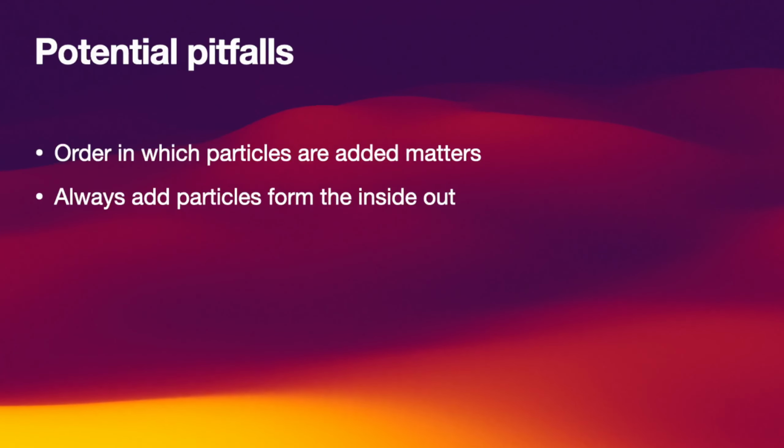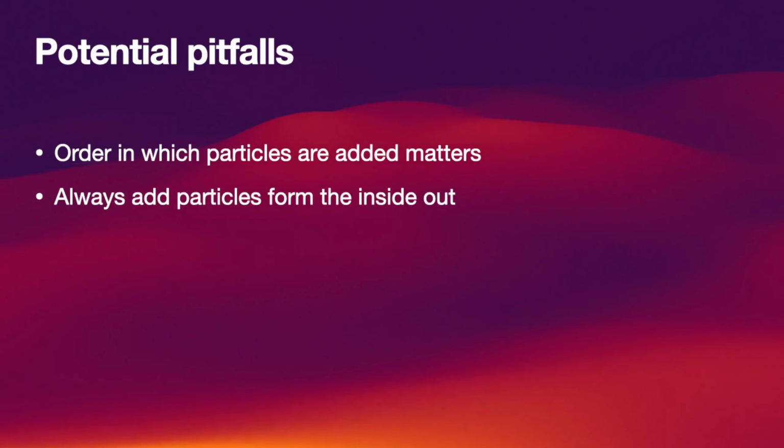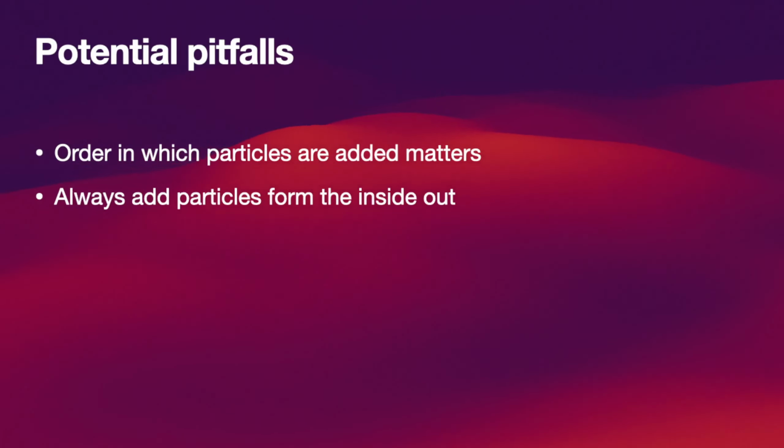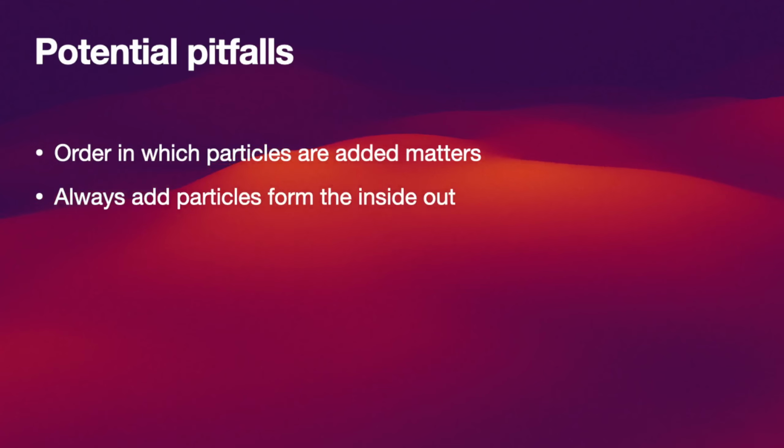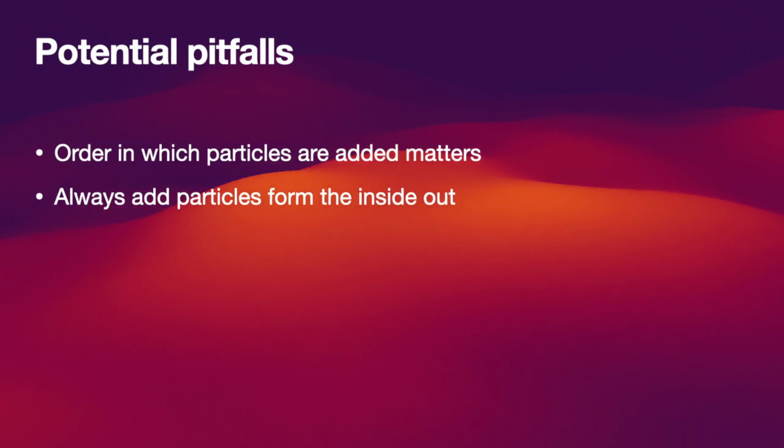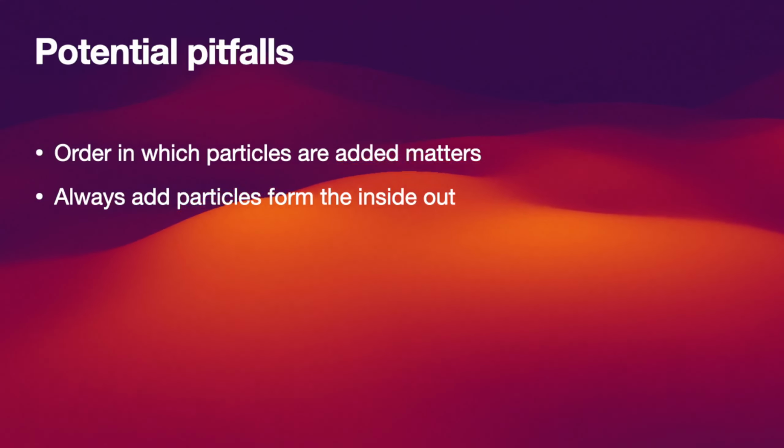Let me show you how this can lead to some potential pitfalls. It's especially important to remember that the order in which particles are added matters. You need to add the particles from the inside out, starting with the central object, then the innermost planet, then the second innermost planet, and so on. If you don't do that, then these Jacobi coordinates don't make much sense. I'll show you how that looks in a notebook now.